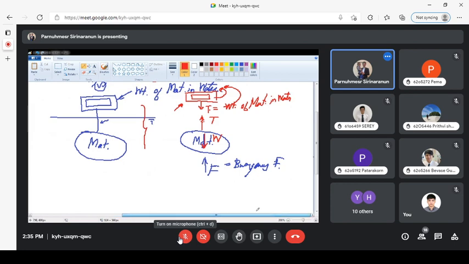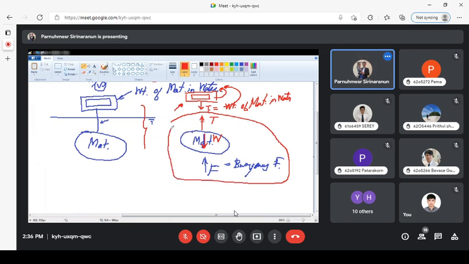Come back to the free body diagram of the material in the water. Because this is stable in static mode, if this is a free body diagram, what do you get next?